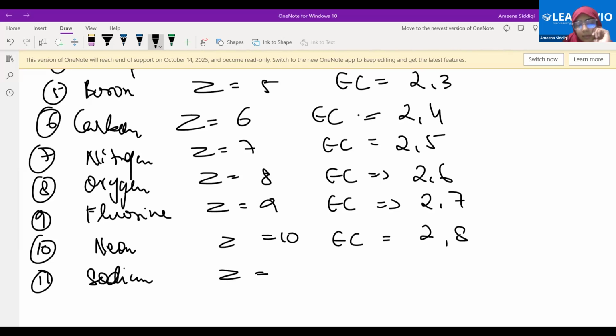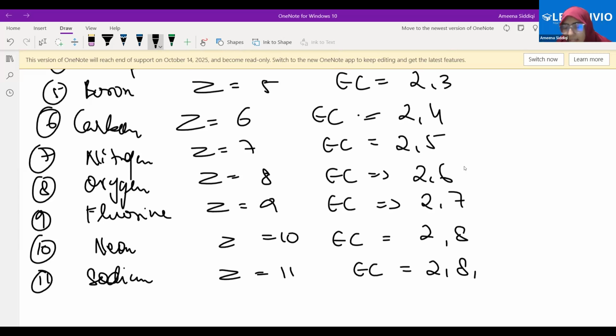Z equal to 11. EC equal to 2 and 8 and then 1. The maximum capacity of the second shell is 8. So 2, 8, 1. Sorry, no worries. This is the learning part.